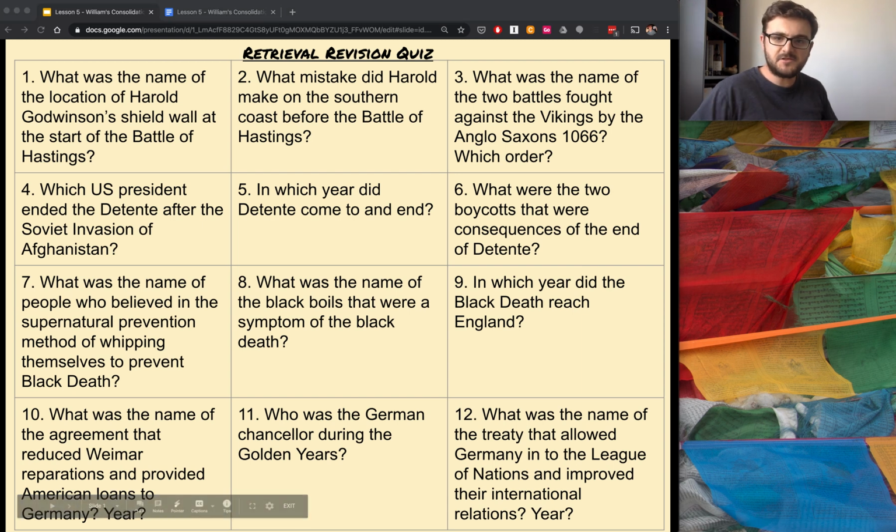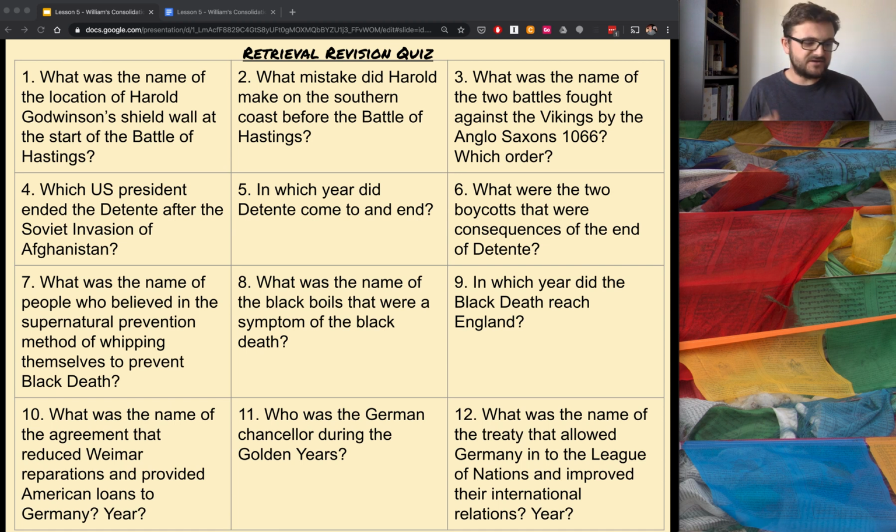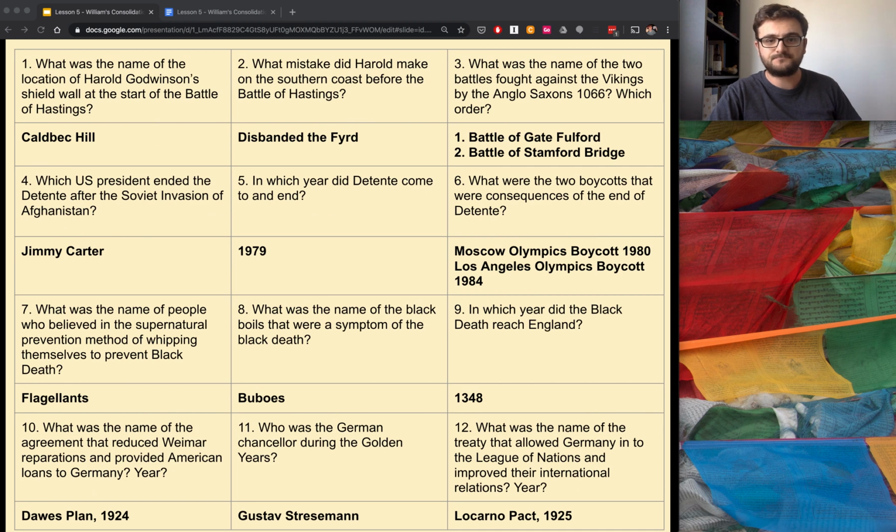Brilliant, let's go through the answers. Now, if you're doing this on paper, try and change colour pen as you self-correct your own answers. If you're doing it directly into the Google Sheets document, change the font colour to green, and again, self-check and correct your answers. So number 1, the answer was Coldbeck Hill. 2 is he disbanded the Fyrd. Now 3 is the Battle of Gate Fulford first, then the Battle of Stamford Bridge second.